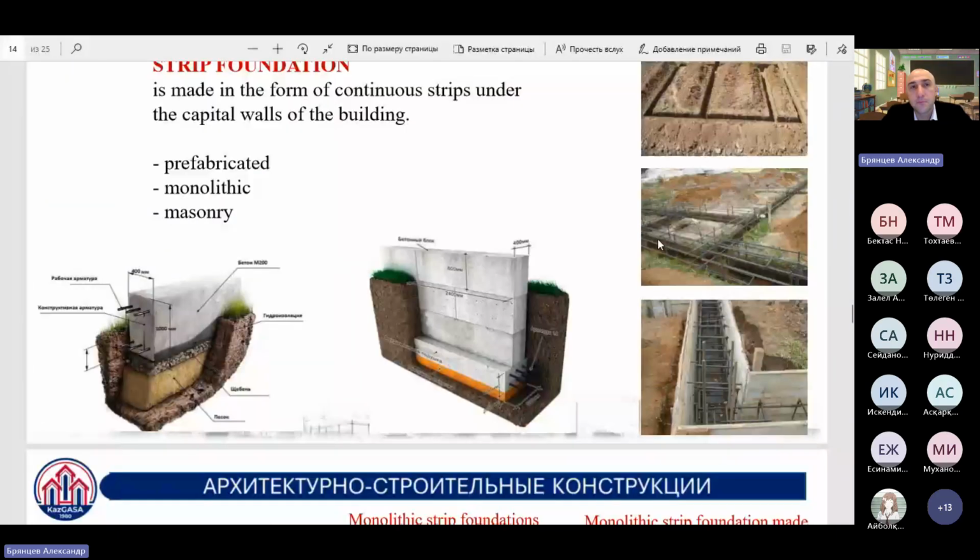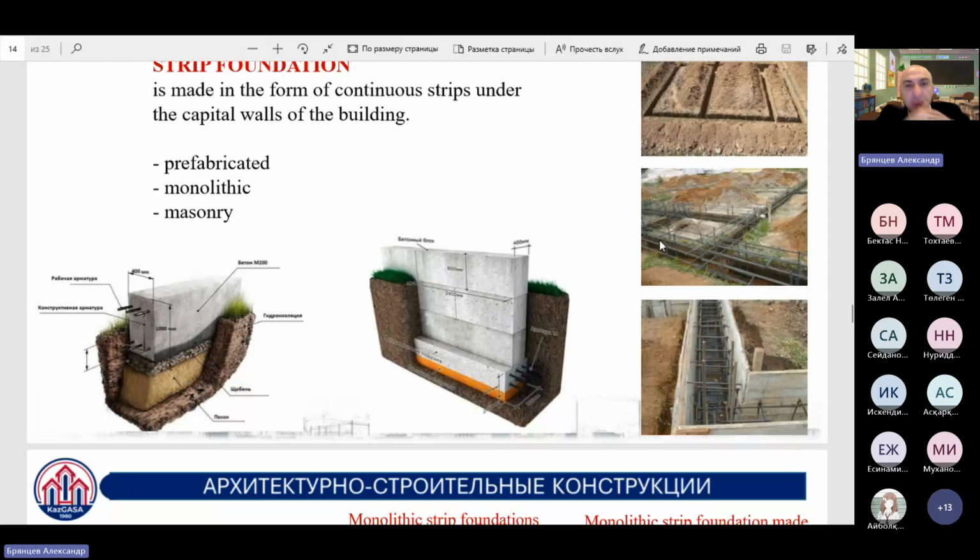Here is some more information about the strip foundation. Here are pictures which illustrate the strip foundation. Mostly, strip foundation can be constructed by two methods. The first one is the monolithic method, and next is the prefabricated method. We also call it precast. The precast method is assembled at the factory, from factory-made blocks.